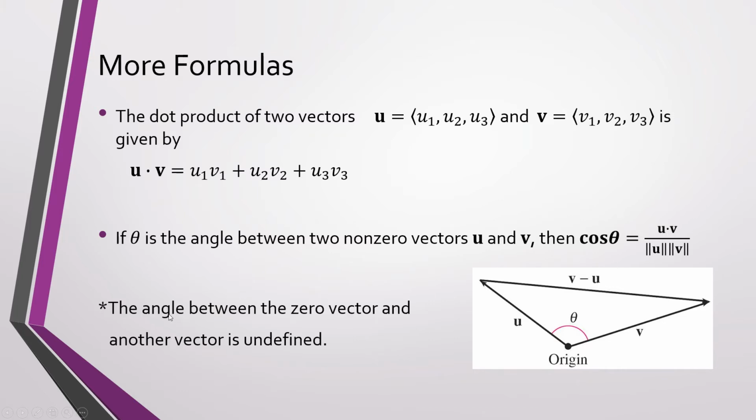Note though that the angle between a zero vector and another vector would be undefined, because a zero vector would give us a magnitude of 0, and we cannot divide by 0.